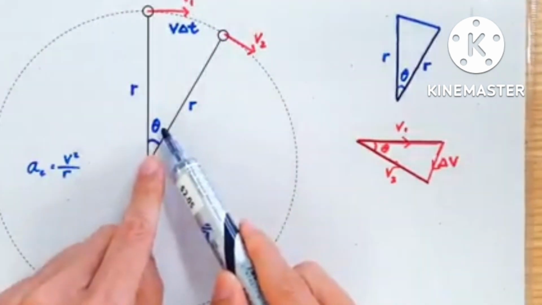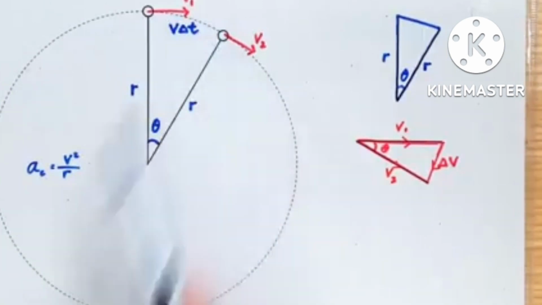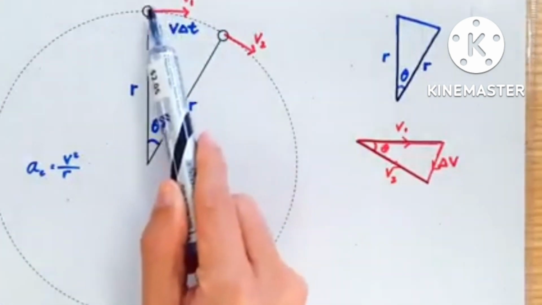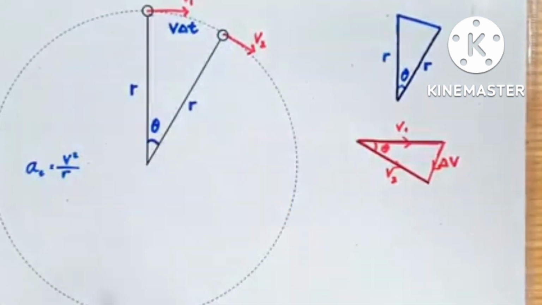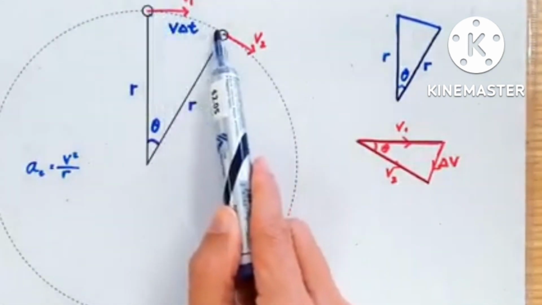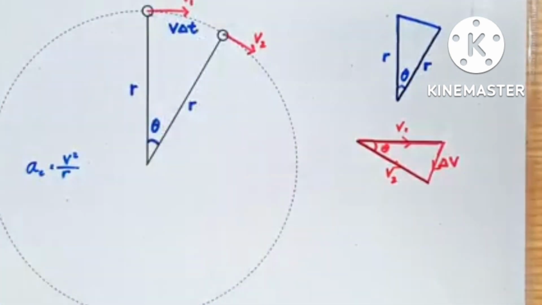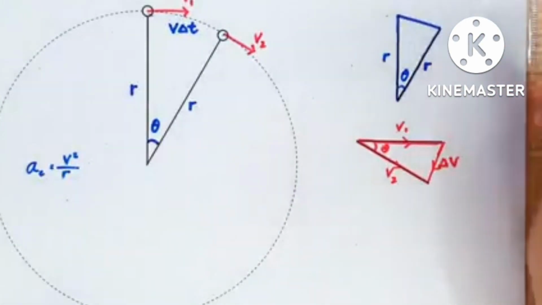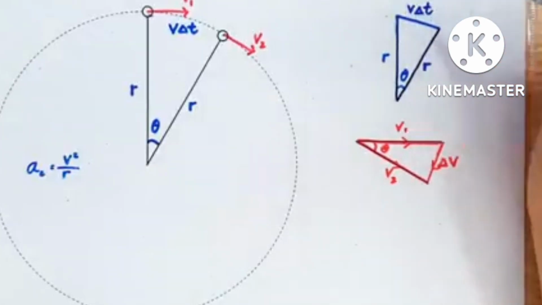If theta is very small, then the arc length is practically the same length as the line joining these two positions. Get it? The curvy arc length and the straight line joining these two points are practically the same if theta is small enough. So the third side of the triangle here is basically equal to the arc length, which is v delta t.